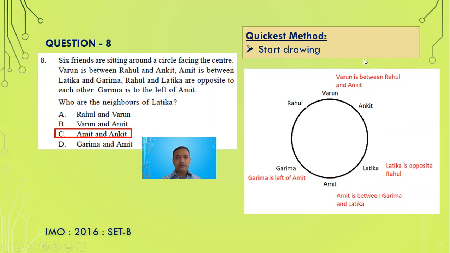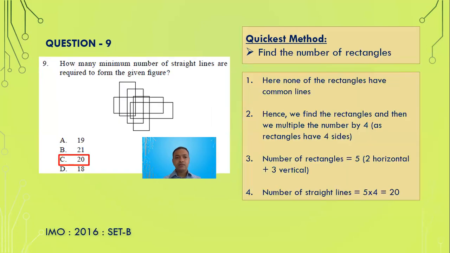So once you draw all these positions of the friends, you will notice who the neighbors of Latika are. So Latika's neighbors are Amit and Ankit, isn't it? Amit and Ankit are the neighbors of Latika. For such questions, again, immediately start drawing on your rough pages.